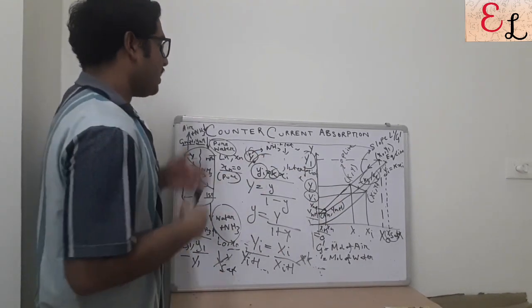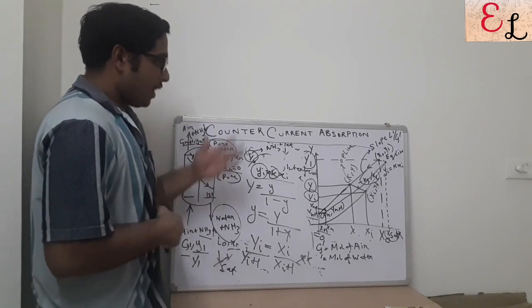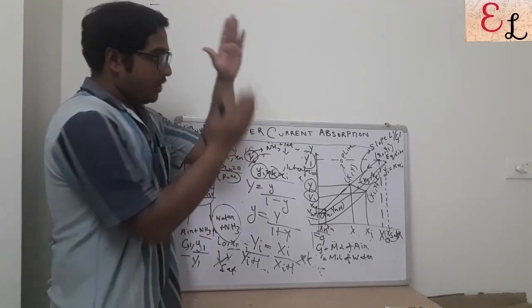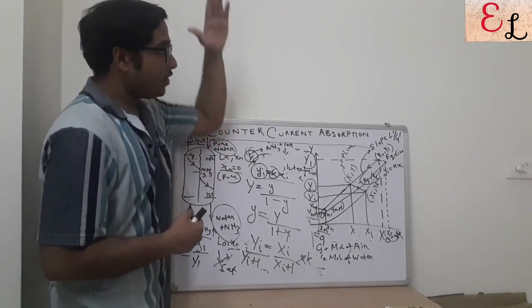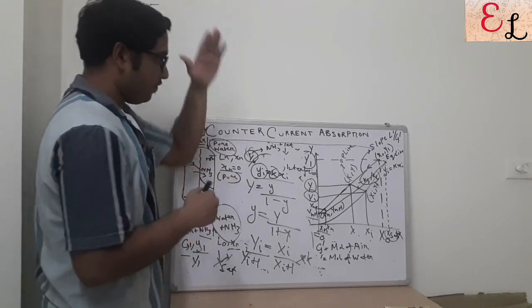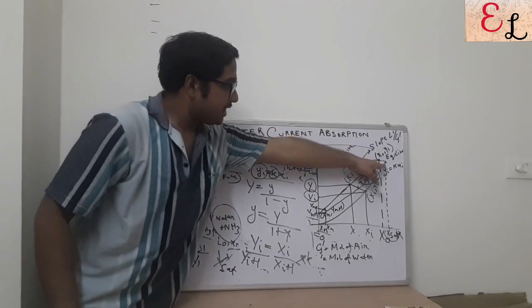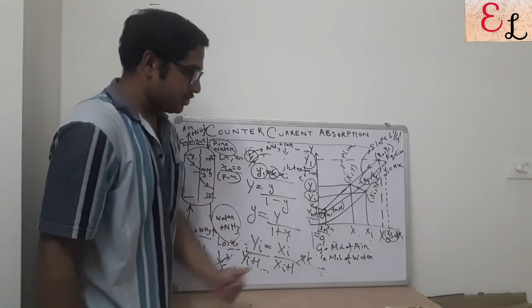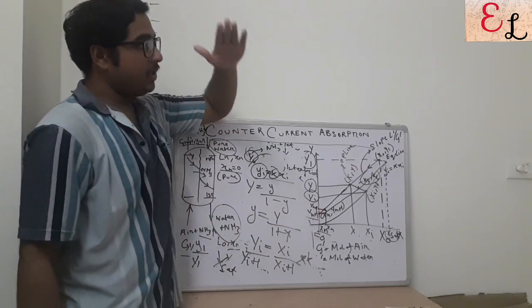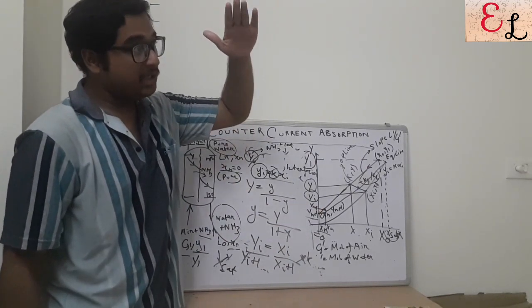So this is what countercurrent absorption is all about. This is how you graphically approach it. The equilibrium line is always below the operating line. The operating line can have a minimum slope such that it touches the equilibrium line. Very important, the question has repeatedly come from this section: what is the minimum liquid flow rate. So if we decrease the liquid flow rate, it will touch the equilibrium line.